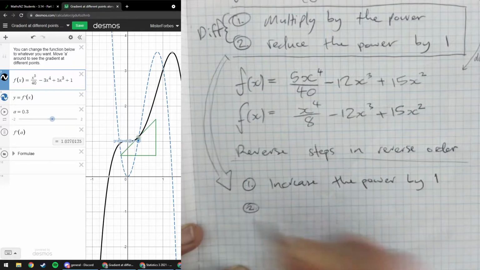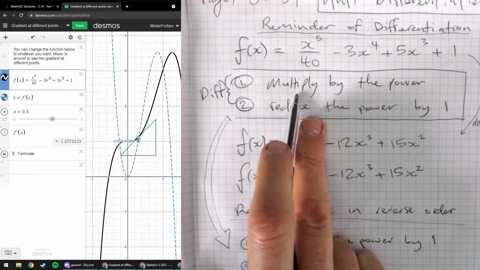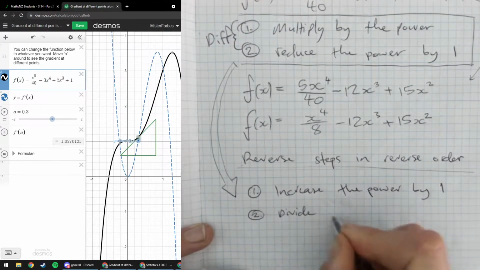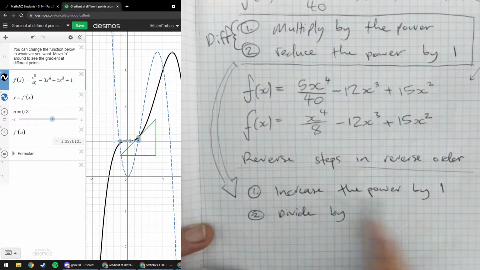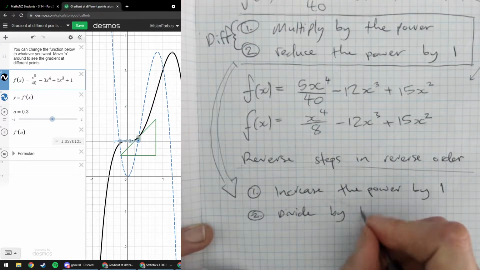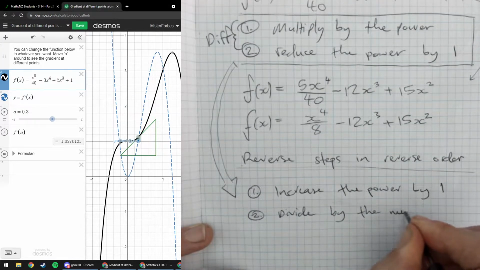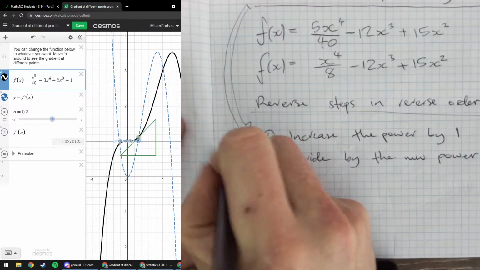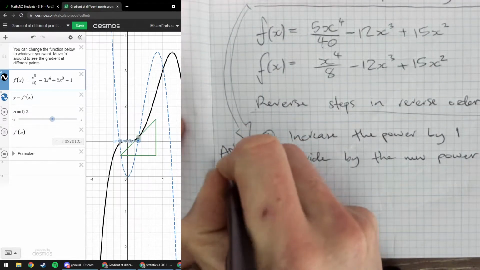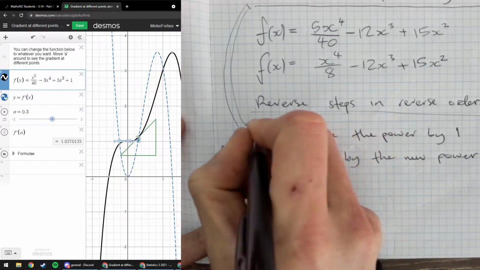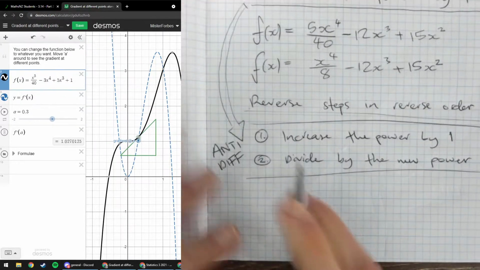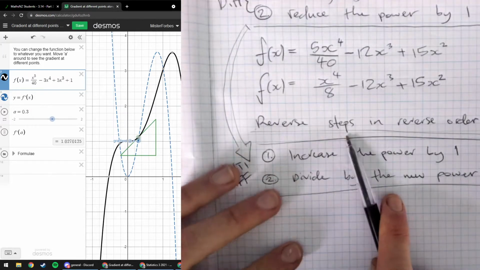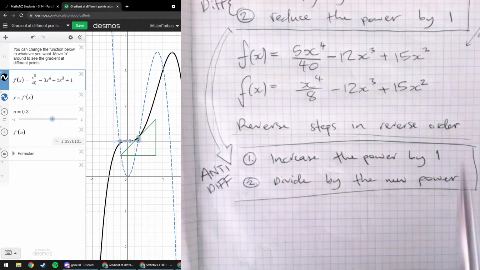And then we'll just do the opposite of this. So instead of multiplying by the power, we will divide by, and we've already done this step, so I'm going to say divide by the new power. Right? So this is going to be how we anti-differentiate. Right? And all it is doing differentiation, doing the reverse steps in the reverse order. That's all we're going to do.